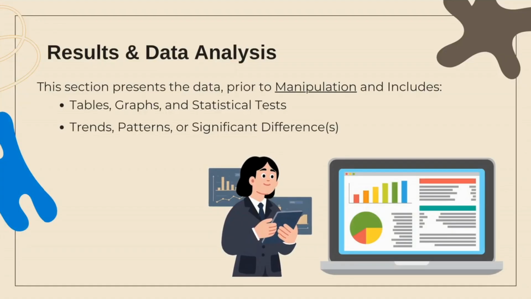Next, we have the results and data analysis section. This part presents the data before any interpretations are made. You will typically see tables, graphs, statistical tests that show trends or patterns in the data, as well as any significant differences. For example, a study might show that a treatment group had a 30% lower infection rate than the control group. It is important to remember that this section only presents the data and is not there to explain or interpret any of the results.